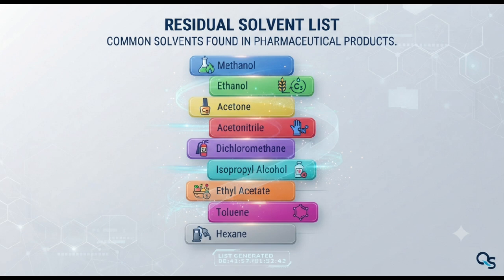Common residual solvents. Some commonly encountered residual solvents in pharmaceutical manufacturing include methanol, ethanol, acetone, acetonitrile, dichloromethane, isopropyl alcohol, ethyl acetate, toluene, and hexane. The actual solvents that need to be tested depend on the manufacturing process and the solvent used during production.